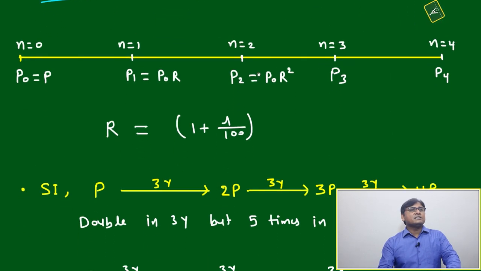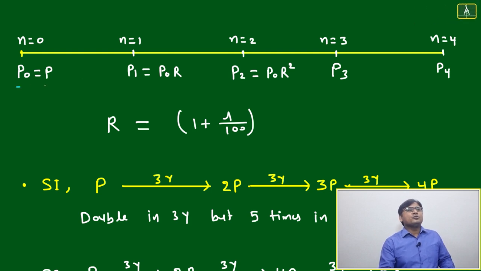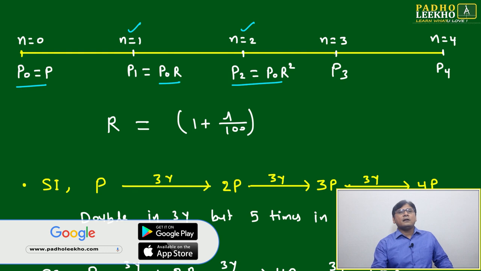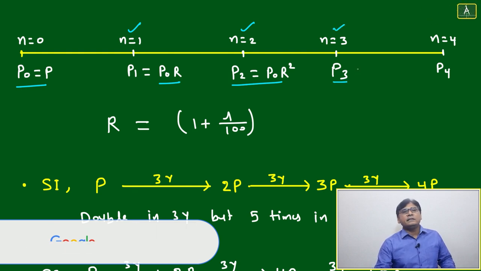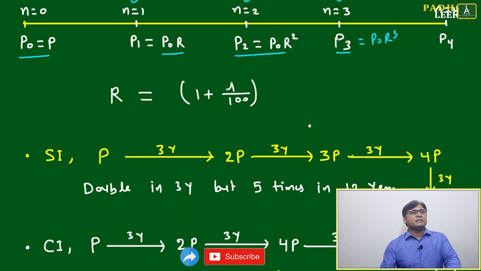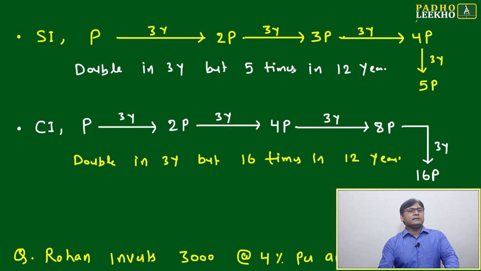Now this same thing we will try to understand using our best friend, the real number line, or you can say just a number diagram. Here it is n equal to 0, where P0 equals P; n equal to 1, P1 equals P0 R; and n equal to 2, P2 will be P0 R square; and n equal to 3, it will become P3, P0 R cube, or P4 also you can write, there is no issue, where R is 1 plus R by 100. How is it changing? Here it keeps on changing.